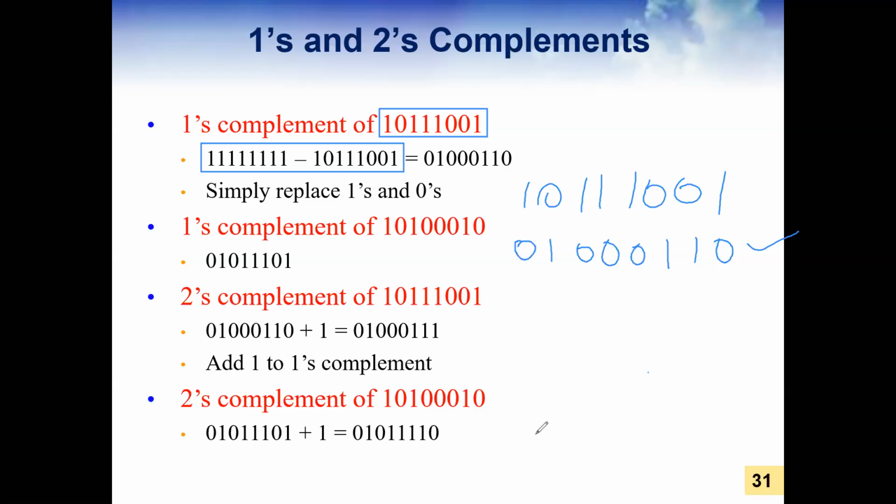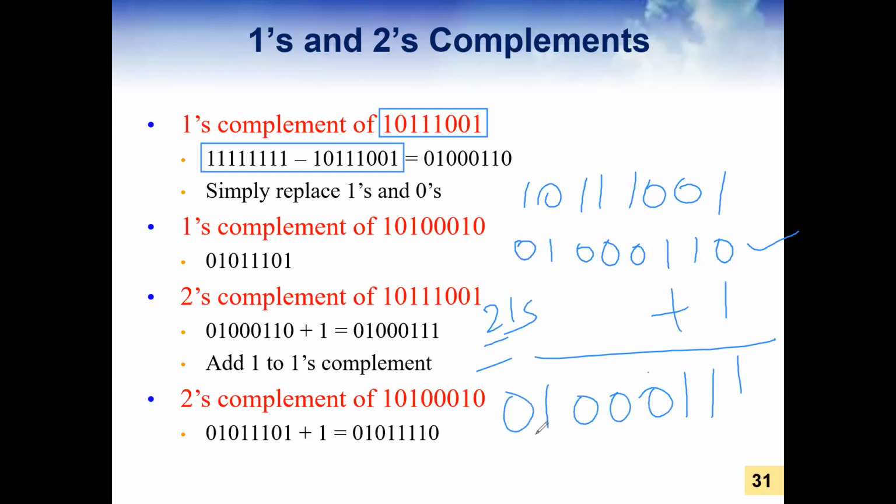Now, 2's complement is that, first get the 1's complement and just add 1. If I want to know its 2's complement, I will simply add 1 and I will be getting 1, 1, 1, 0, 0, 0, 1, 0. It is the 2's complement.